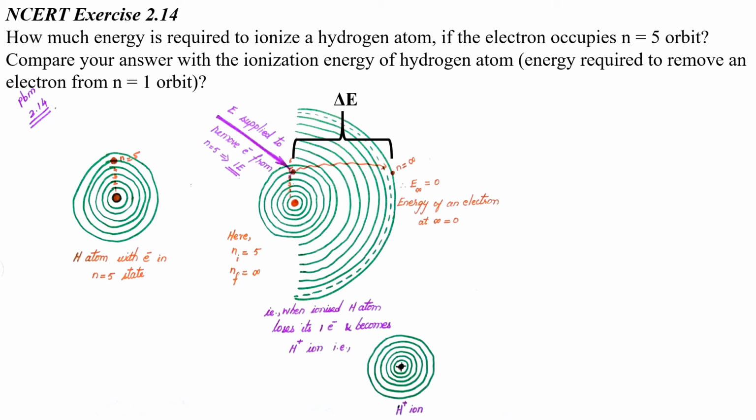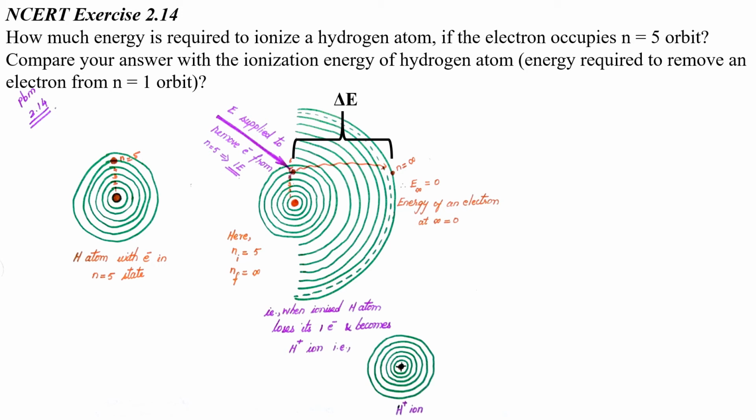Here, just imagine that you have an nth orbit of the hydrogen atom which is very, very far away from its nucleus, at infinite distance from the nucleus. So when an electron is in the nth orbit at infinity, its energy, E infinity, is equal to 0. You have learnt about this in our previous classes. Hope you remember.